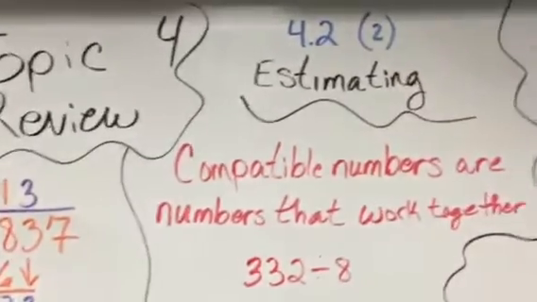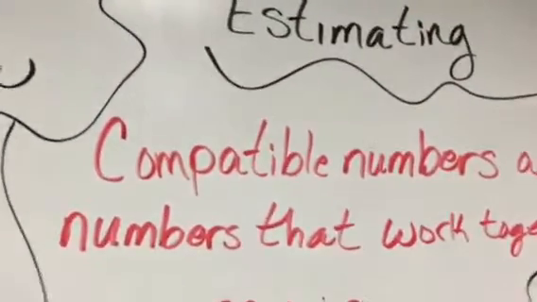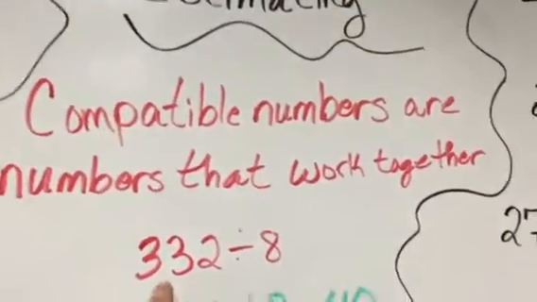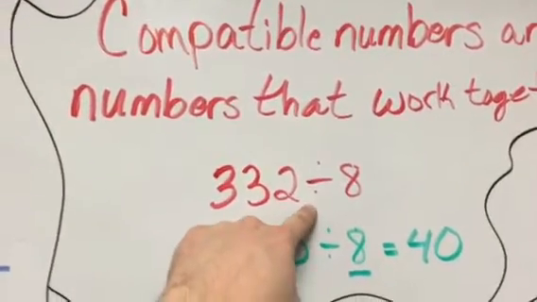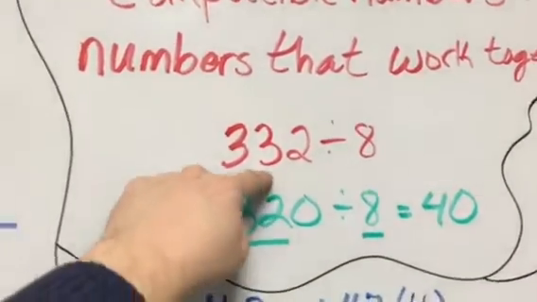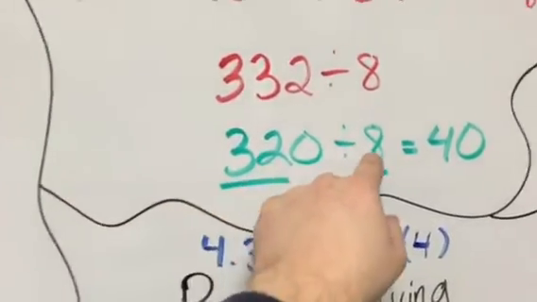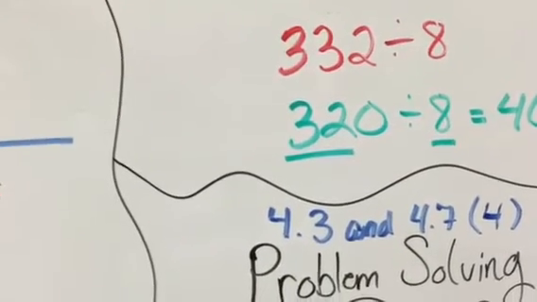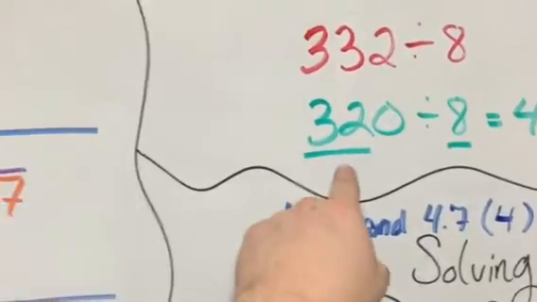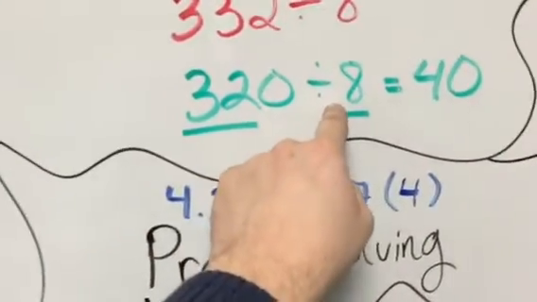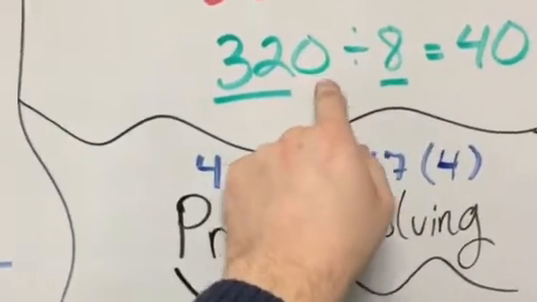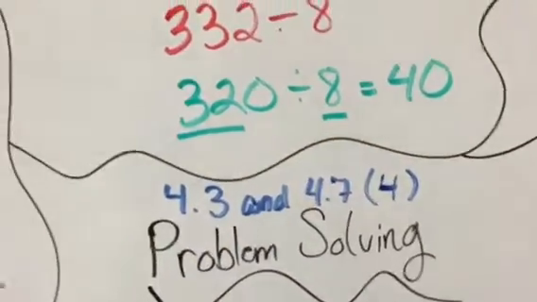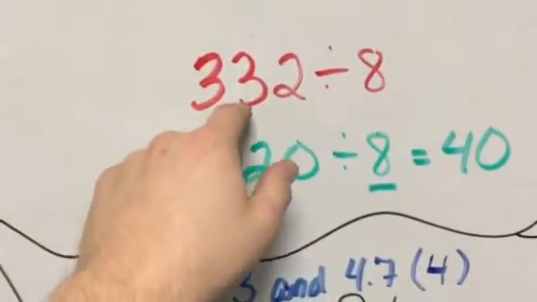This is going to be estimating. And really the key here is, do you know what compatible numbers are? And it's kind of easy. They're just numbers that work together. So 332 divided by 8, I can't do that in my head. So I'm going to make it easier and say, well, I know that 32 is divisible by 8. And I know that because of my dividing by tens and hundreds from lesson 4.1, I know that I can just divide the leading digits here. 32 divided by 8 gets me 4. And then there's 1 0 here, so I add a 0 in my quotient. And I say 320 divided by 8 equals 40. And that's going to get me really close to 332 divided by 8.